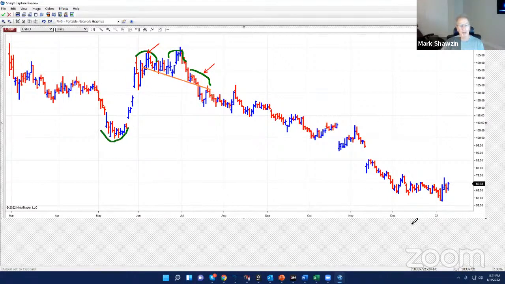This was a rounding bottom here. This is maybe an inverted head and shoulders for a small move, and then you see this intermediate double bottom, double top. So there are patterns all over the place. And so I gave you that strategy workbook. I'll put it back in the thing if you didn't get it. And this has my favorite patterns in there.